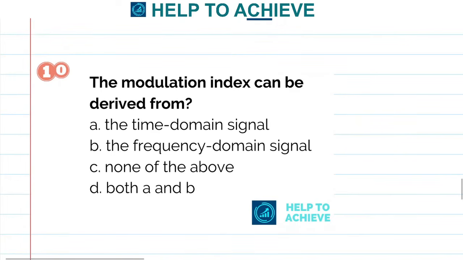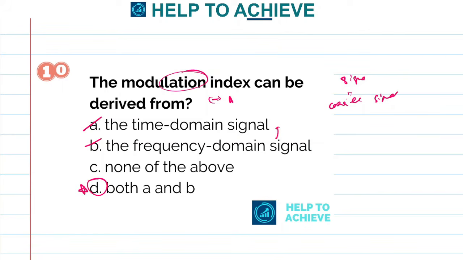Next, modulation index can be derived from. It can be derived from both the time domain as well as the frequency domain. So the correct answer is both the time domain as well as the frequency domain. This you can know from the definition of the modulation index and its formula.